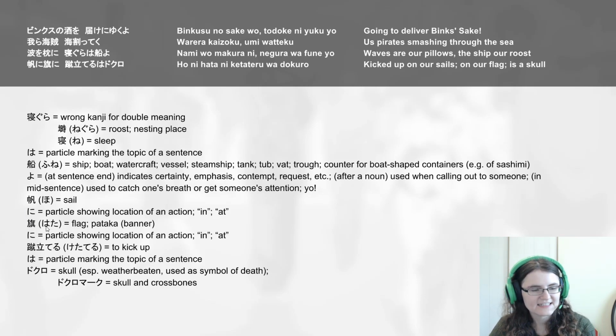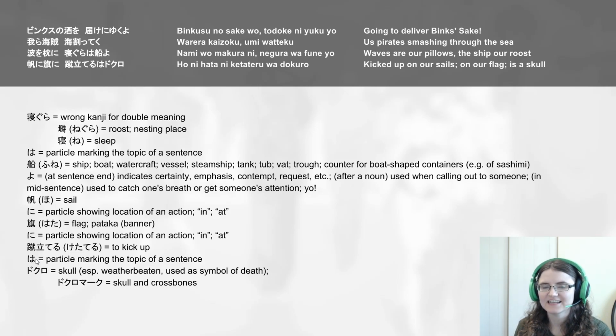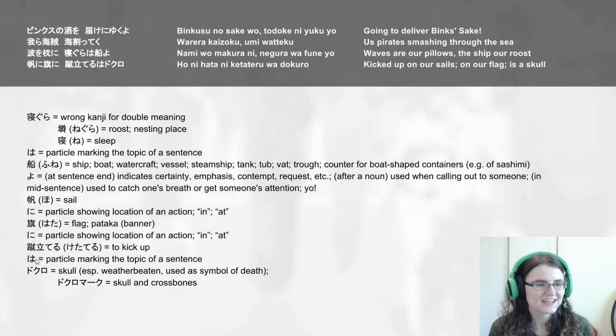And then hata is the flag. It's like a pirate flag they're referencing here. And then ni is showing the location again, so on our sail, on our flag. Ketateru is just to kick up, and I think they're just using weird words because it's a song, and when we go through songs, they'll have not normal grammar or odd words sometimes, because they're poetic and stuff. You see that in English songs too.